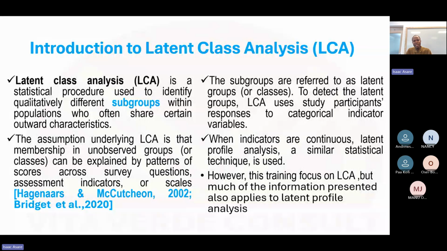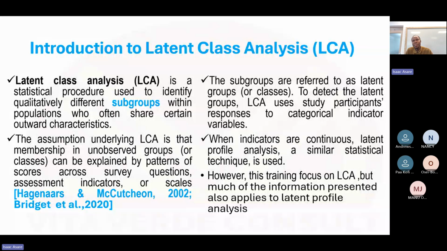Then we are also saying that it is a special case of person-centered mixture modeling, right? It enables researchers to be able to identify subpopulations within a sample group, right? Based on how the people respond. The most important thing is how the people respond to the kind of instrument or the kind of question that you give to them, right?